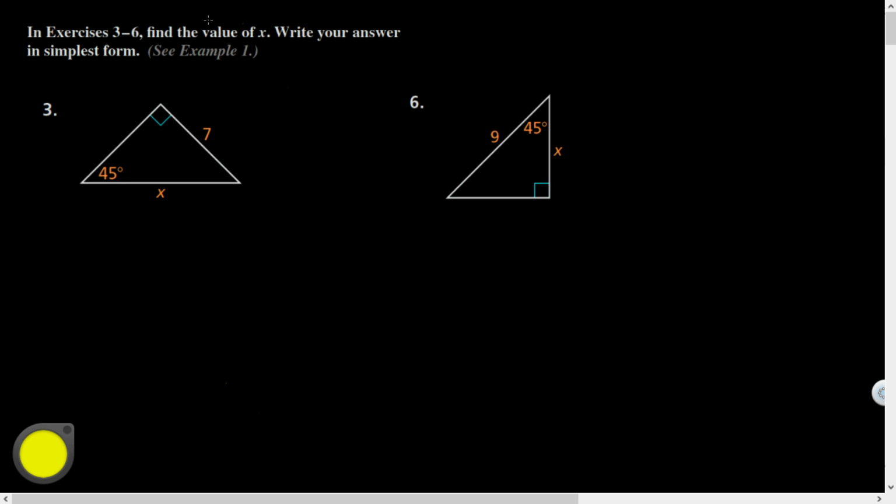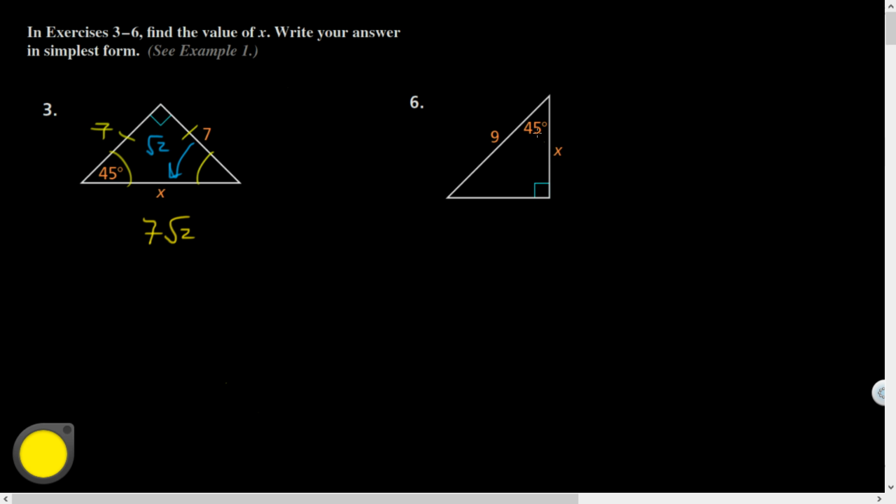So let's see, here we go. It says, write your answer, find the value of x. First of all, let's see, 90, 45. If this is 45, then this is 45. So it's a 45-45-90. To go from the legs, which are congruent to each other, to the hypotenuse, I multiply by the square root of 2. And yeah, that looks like 7 rad 2.